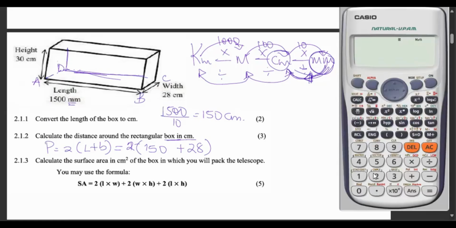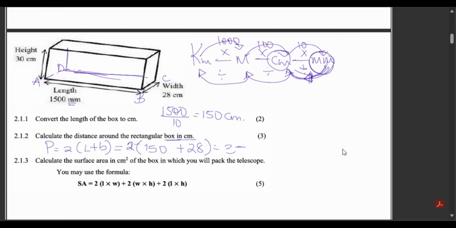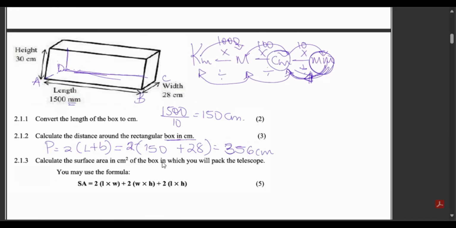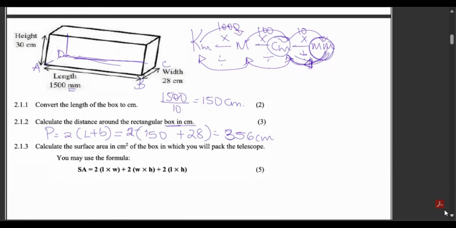It will become 2 open brackets 150 plus 28. Press equals, which is 356. Don't forget the units. These have become centimeters. Okay, we've just talked about this. Calculate the surface area in centimeters squared. Now, if you're given a formula, please substitute it in without fear or favor.